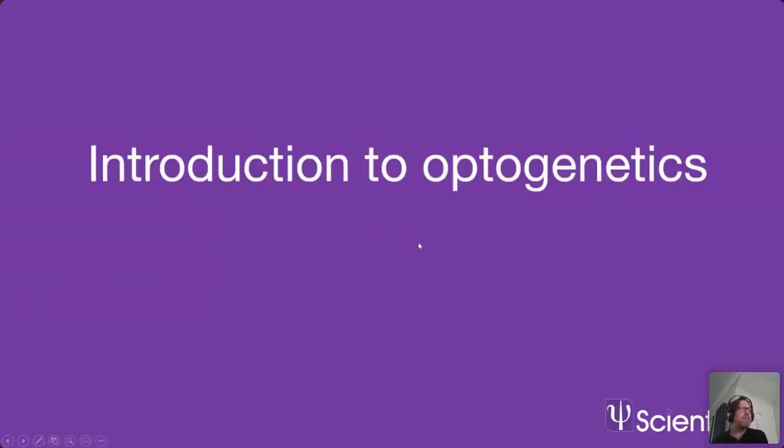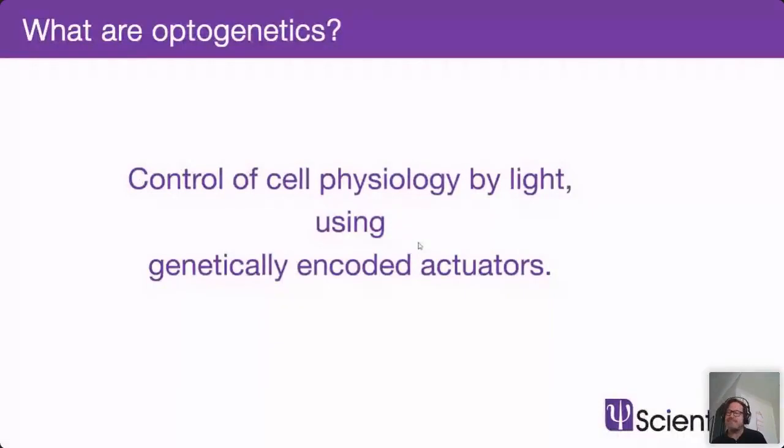And ultimately, optogenetics is a term that refers to the control of cell physiology by light using genetically encoded actuators. Those actuators are commonly retinal binding proteins, so-called opsins. And when these opsins have bound retinal, they're referred to as rhodopsins. And I say cell physiology and changing that. In neuroscience, ultimately, that almost always means membranes and membrane potential.